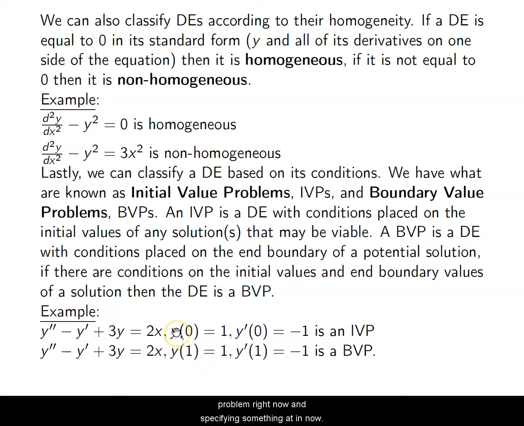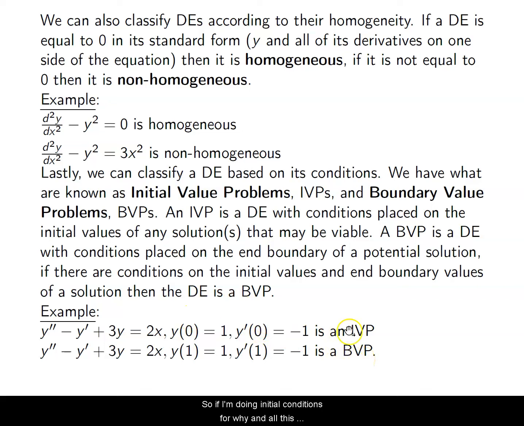Now, an initial value problem does not always have to be centered at 0. Okay, but if you have initial conditions for the solution and its derivative, they need to be at the same point. So for instance, if my initial condition was at 0 here, but for the derivative was at 1, then that would be a boundary value problem because this would specify an initial condition and this would be a specification for the boundary value.